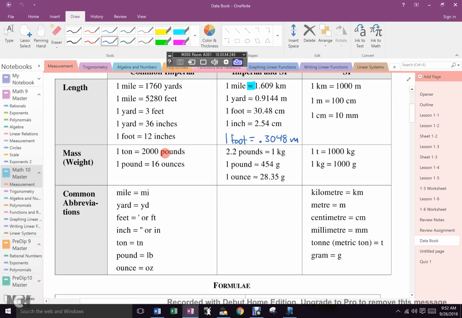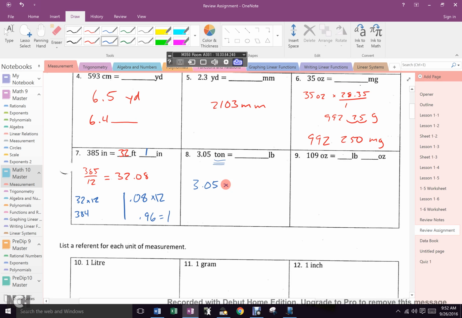1 ton is 2,000 pounds. So 3.05 times 2,000 to get 6,100 pounds. And then this one is the exact same as over here, right?